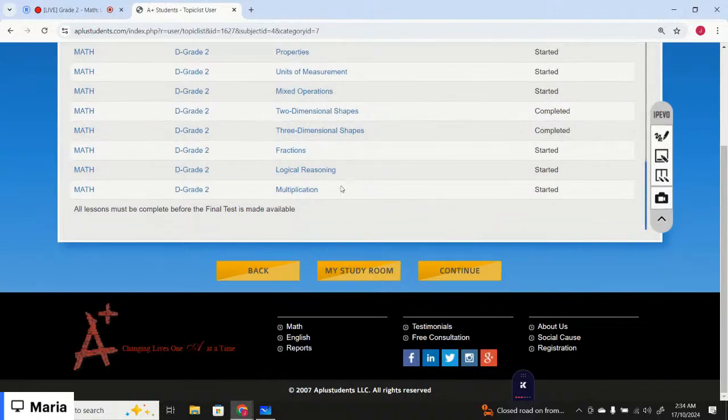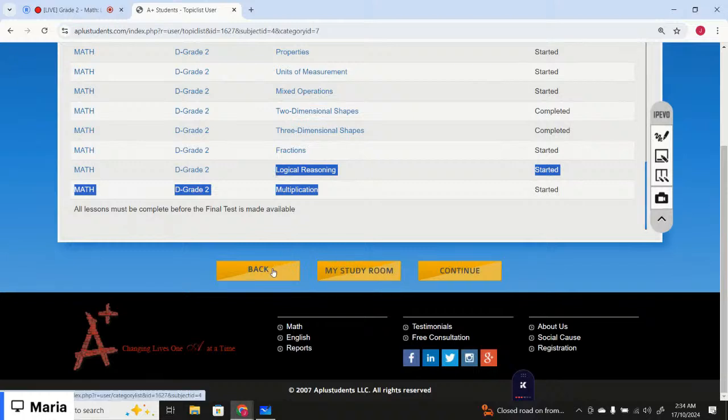We were working on grade 2 math. We have started with the lesson logical reasoning. The one we have just finished is multiplication, right? So please make sure before the next session you complete all the practice questions for the lessons we just did. That is your homework until next session.